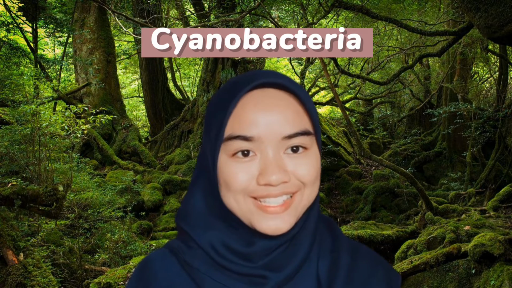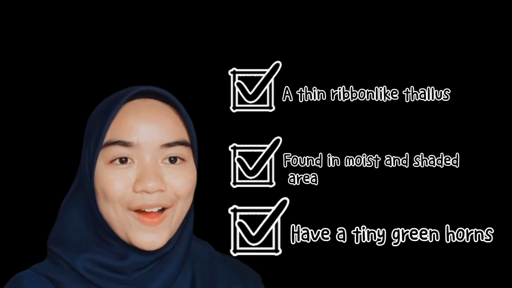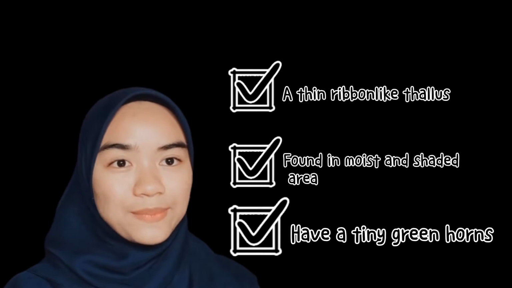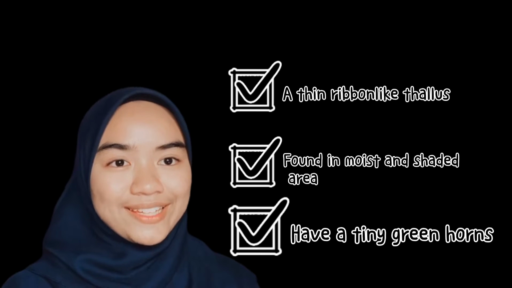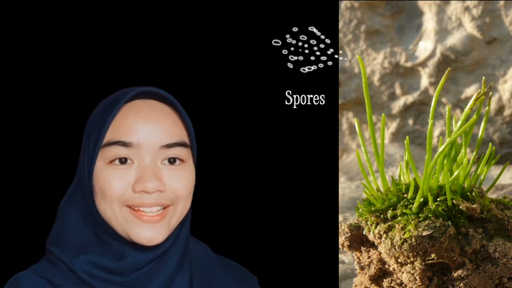They also have a symbiotic relationship with cyanobacteria, which can fix nitrogen in the air. They also have tiny green horns that grow from the gametophyte, less than 2 cm in diameter. And the last one is that hornworts undergo meiosis and release spores within the horn.